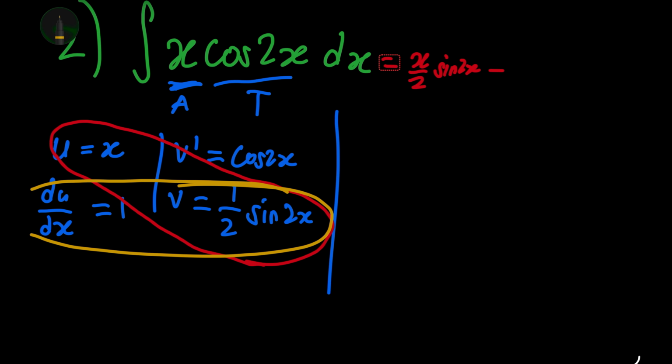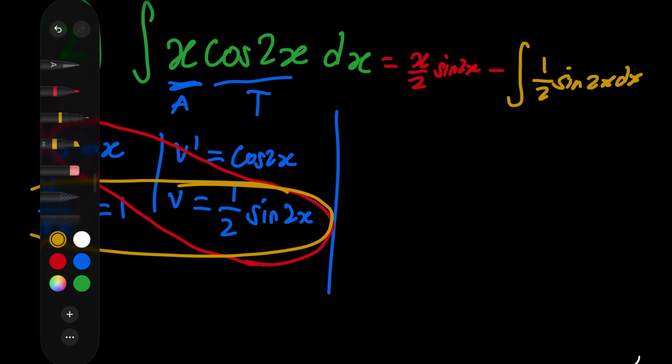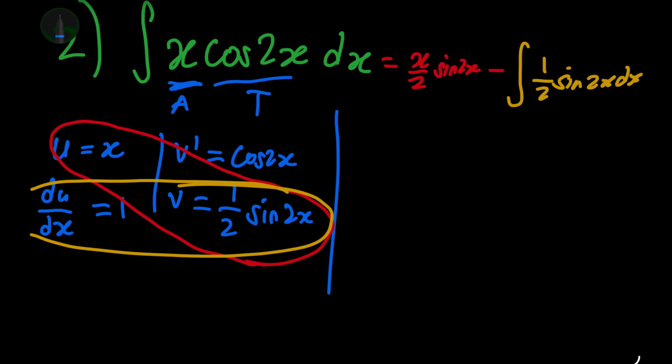That's this. So minus, and then the integral of, remember the second one, and this would just be 1 over 2 sine 2x dx. Okay, great. Now we can start calculating this. So I'll use blue again to calculate. First of all, x squared over 2 sine 2x, we can't really do much with that, so we'll leave it as it is. Minus, and then the integral of 1 over 2 sine 2x.